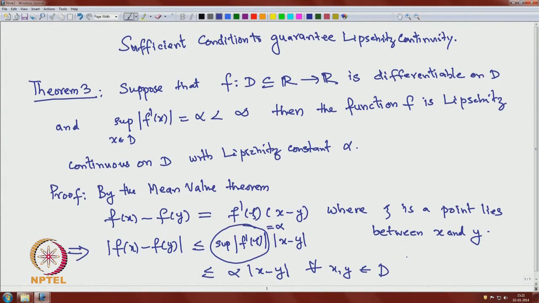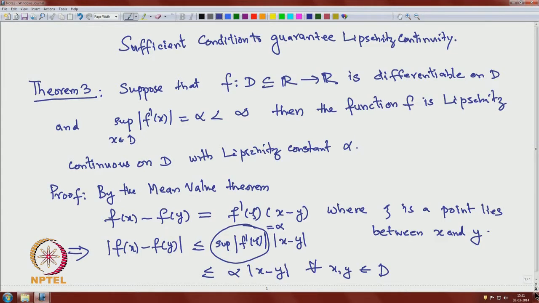And if D happens to be the whole real line, then the Lipschitz continuity we obtain is a global Lipschitz continuity. So, global Lipschitz continuity can also be given in terms of the bound of the derivative. If the derivative of a function, the slope of a function, is bounded globally, then the function is Lipschitz continuous globally. If the slope or the derivative is bounded on a bounded set, then the function is Lipschitz continuous on that bounded set.